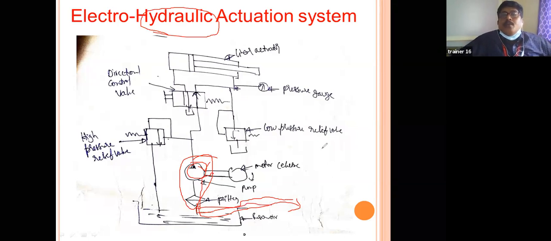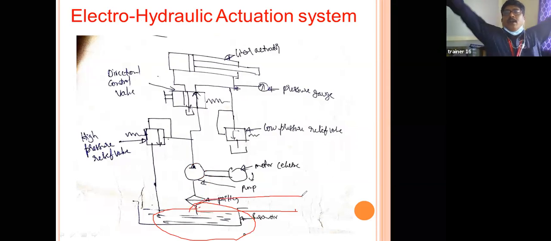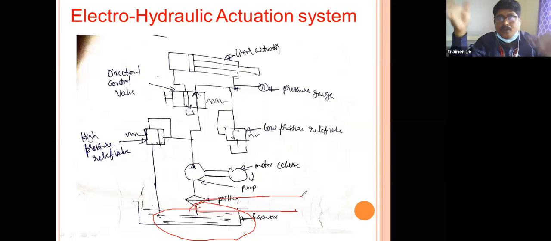Pneumatic power supply, we already discussed it, right? Here, this one we have to give directly to the environment, that is the atmosphere. No reservoir is there, no oil sump.